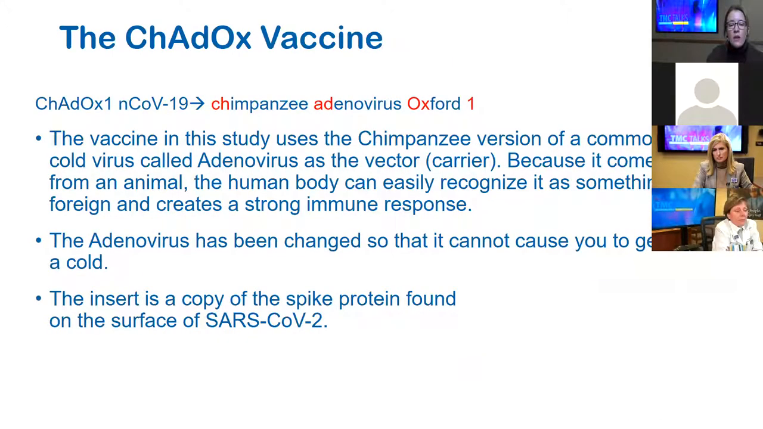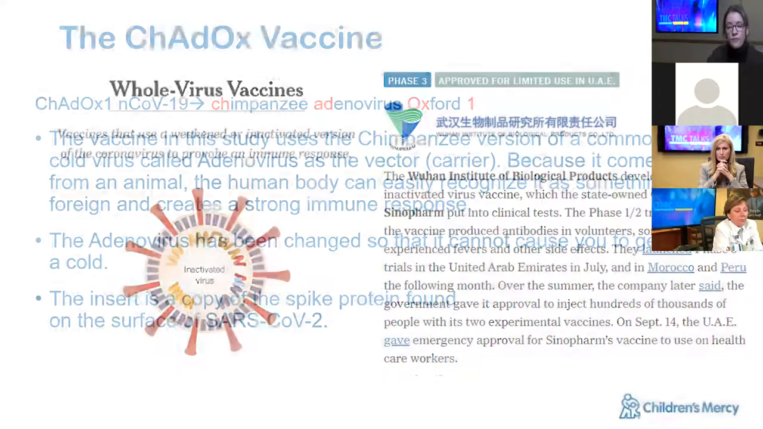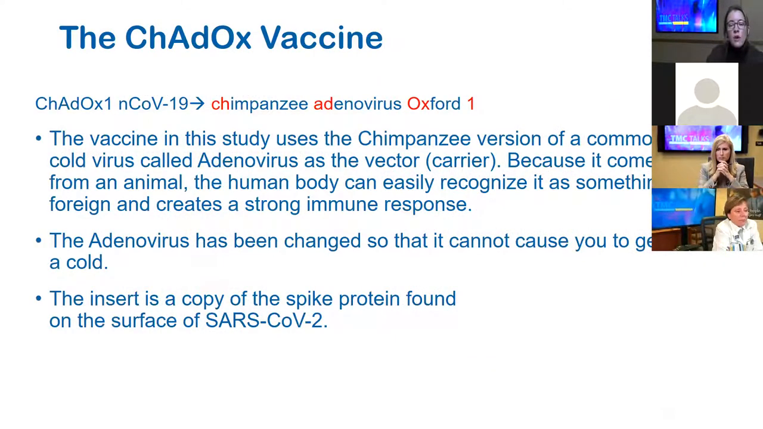And then we also have whole virus vaccines that we are not currently using in the United States. The entire coronavirus virus is inactivated, or it's attenuated like we do with measles, mumps, rubella vaccines, and it's injected into humans so that you will learn to recognize the virus and create an immune response. We are not currently doing this in the United States.